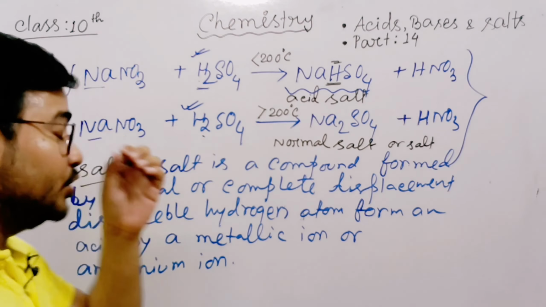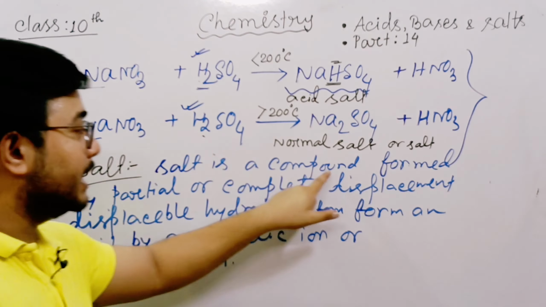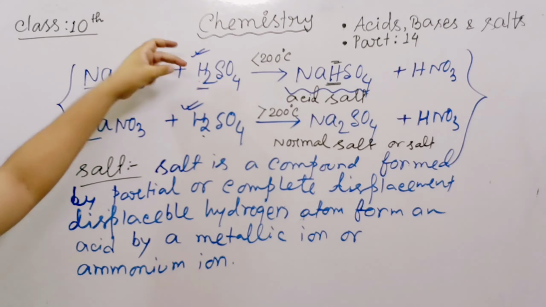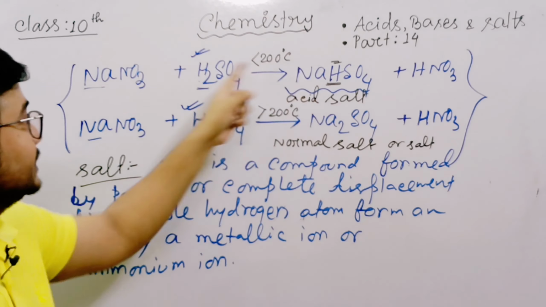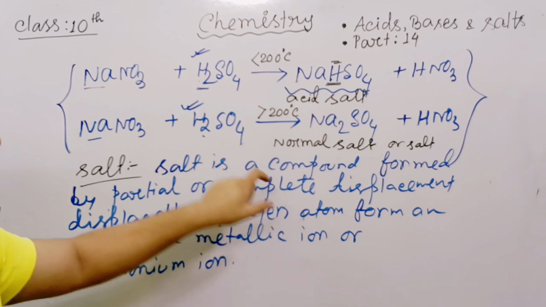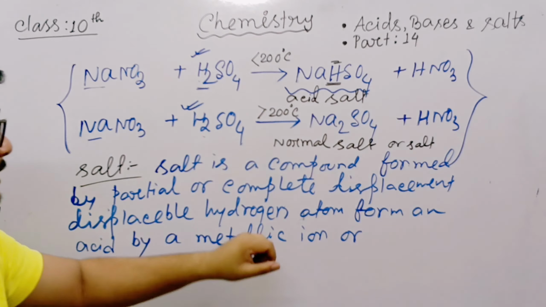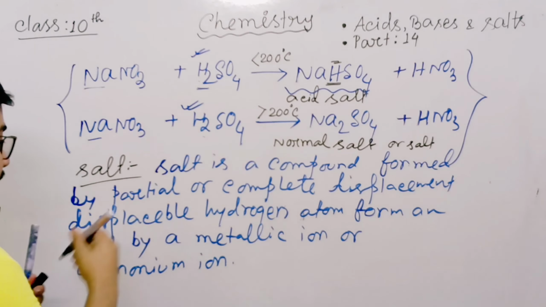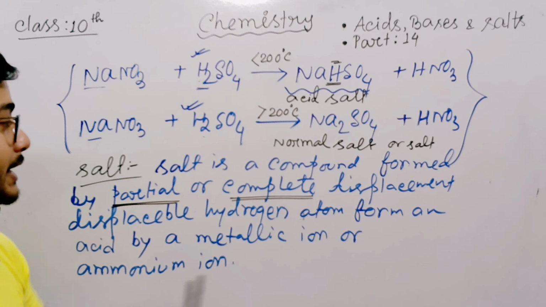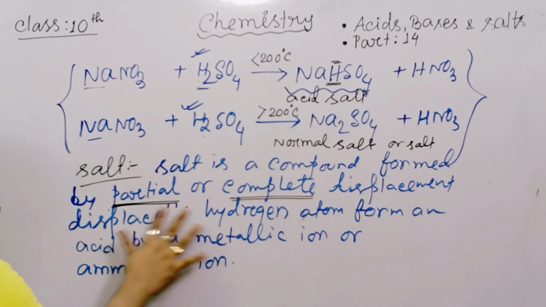Try to understand. No need to memorize anything. Look at the board again. Salt is a compound formed by partial. Partial means I have 2 but only 1 displaced by the sodium. See, sodium displace 1. Partial or complete. Here 2 displace both of these hydrogen 2. So it is called complete. So partial, these 2 words are important. Partial or complete. Displaceable, written 2 times.